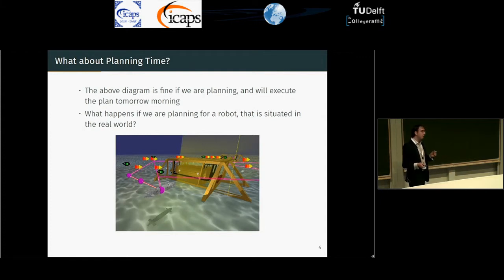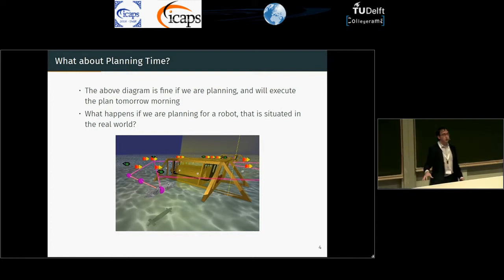What about the time, though, that it actually takes to find the plan? The diagram I just showed you is fine if we're in the sort of mission operations planning where right now we are planning for what we're going to do tomorrow, and we are very confident that the time it's going to take to find that plan is much less than how long we have until we need to start executing it. So if I'm going to take half an hour to find the plan now, and I'm going to start running that plan at midnight, that's absolutely fine.